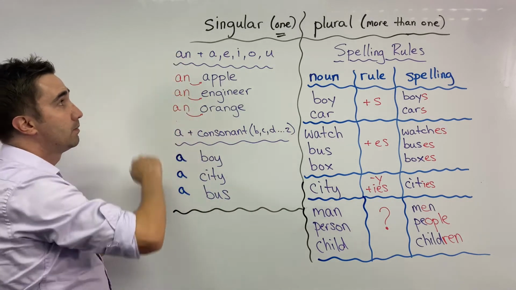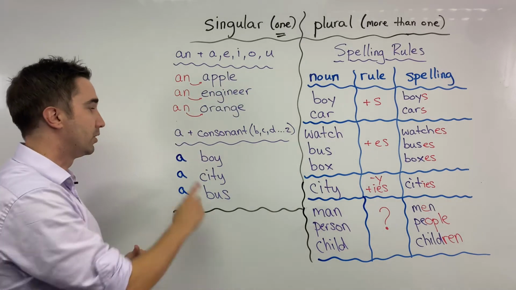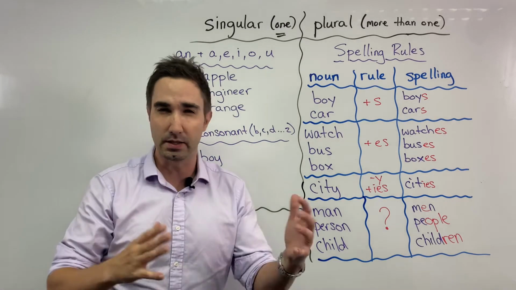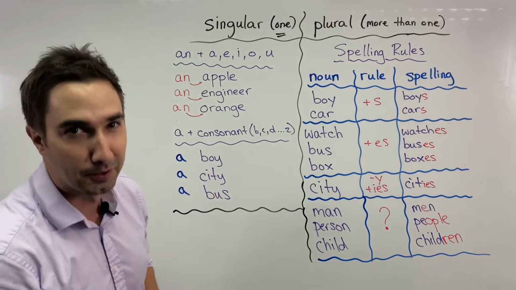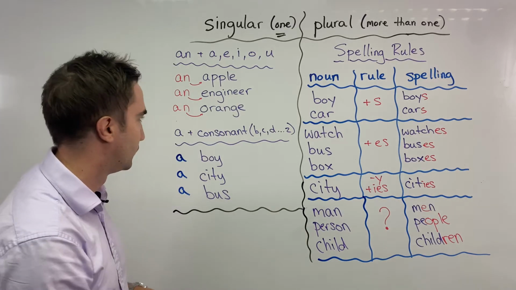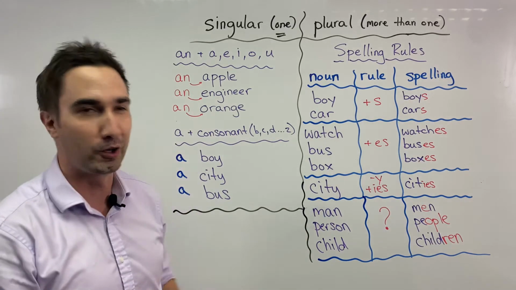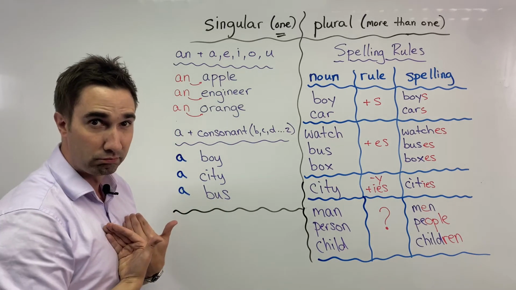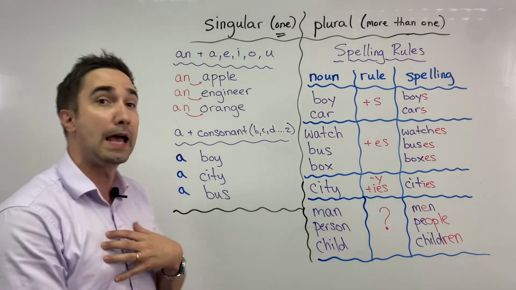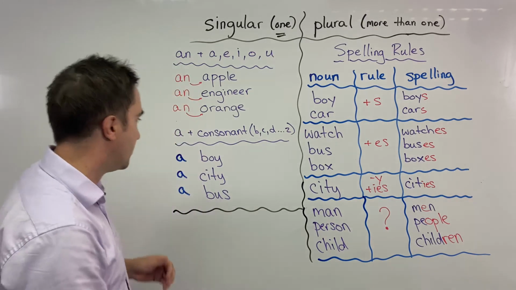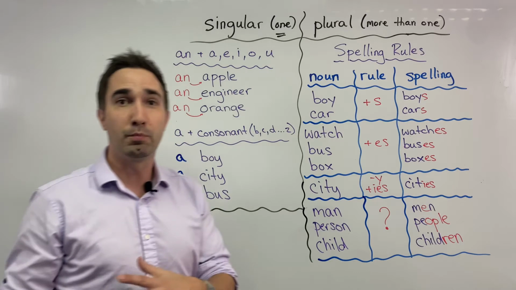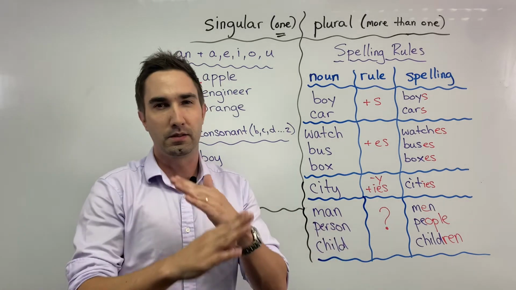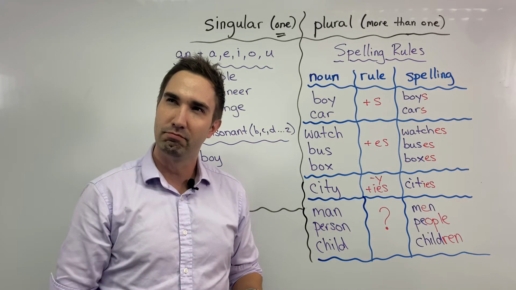So we use an plus A, E, I, O, U, and we use a plus a consonant, which is not A, E, I, O, U. So B, C, D, Z, anything like that, wherever you're learning English, British English or American English. So we would say a boy, right? I am a boy. Okay, maybe not. I'm a man. Okay, probably not either. A city, right? I can say Singapore is a city. I wouldn't say Singapore is one city. That's not what I would say.